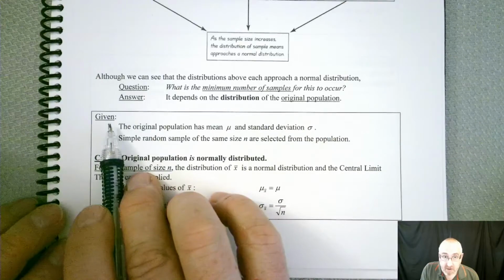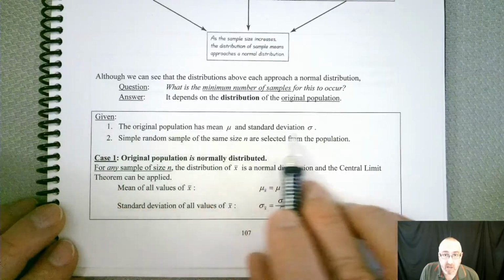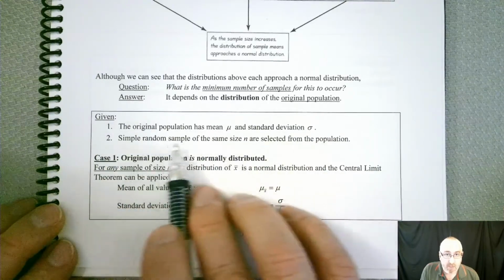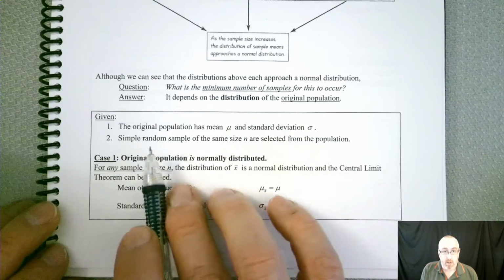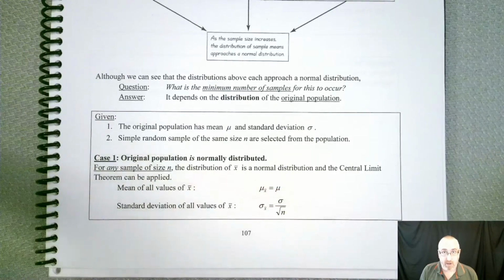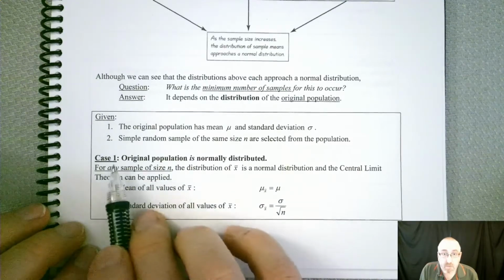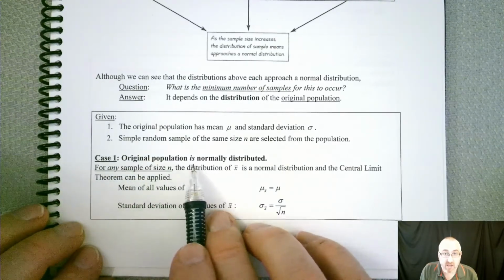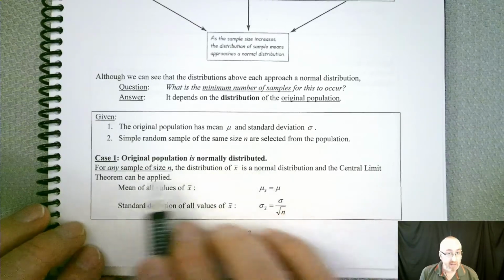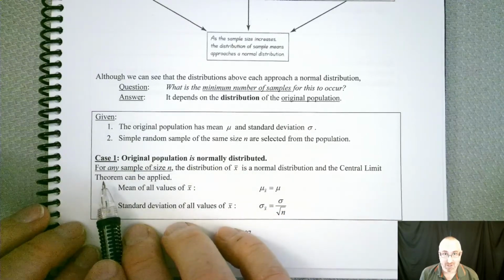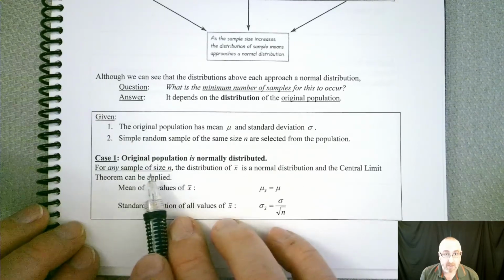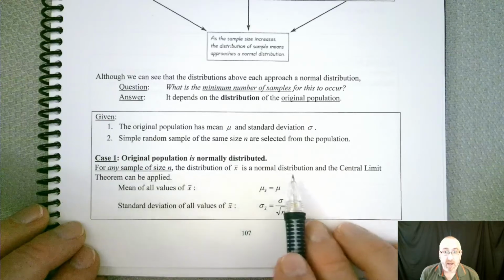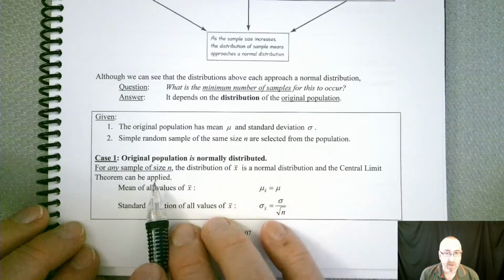So we have our given information. We're going to have a population with a mean and a standard deviation, and we have a simple random sample of size n selected from the population. Again, simple random. We like simple and random. So we're pulling a sample from that population. The first case is that the original population is normally distributed, and what we just set up above is the conclusion they draw here. For any sample of size n, the distribution is a normal distribution and the central limit theorem can be applied.